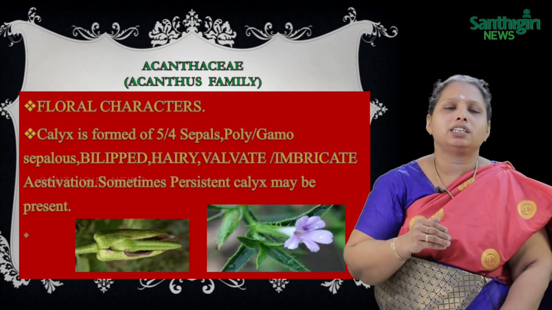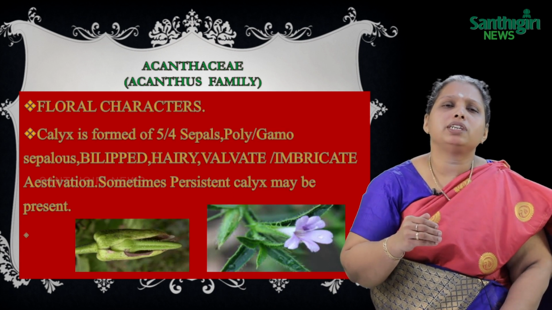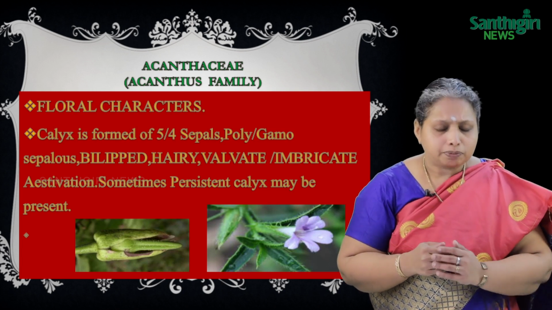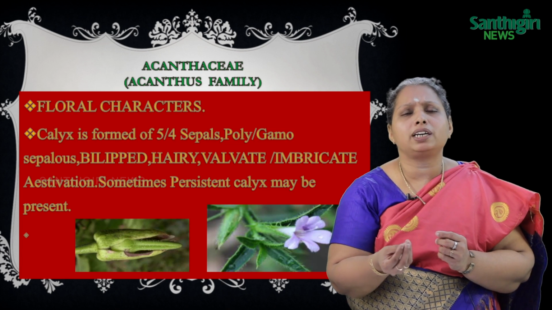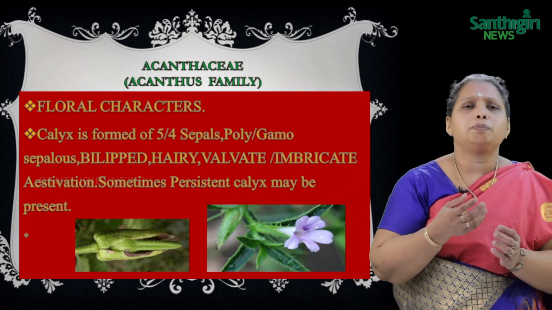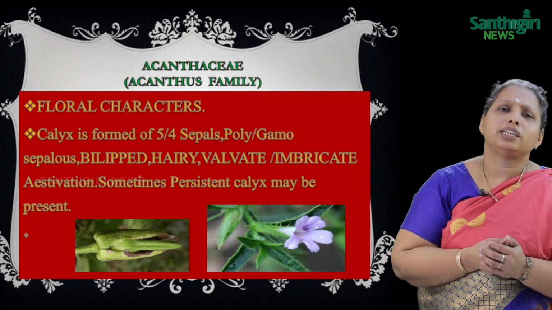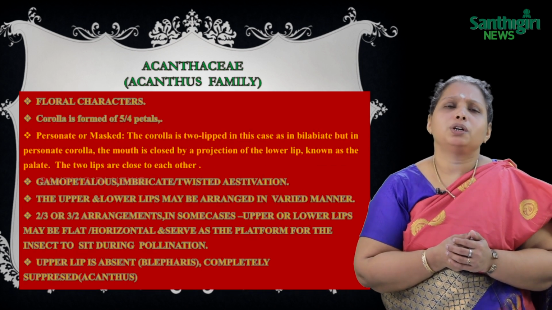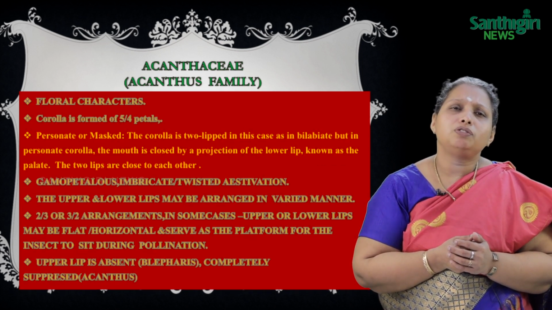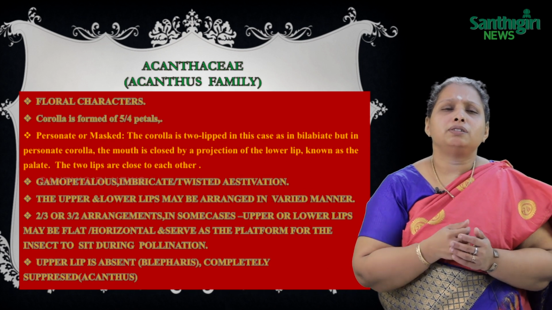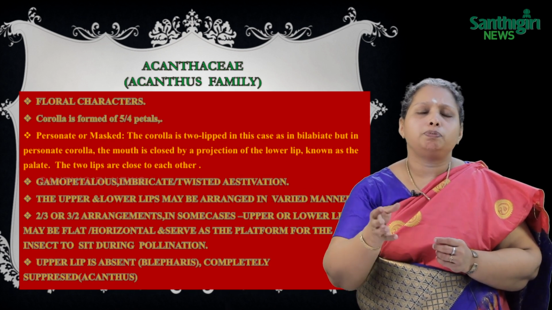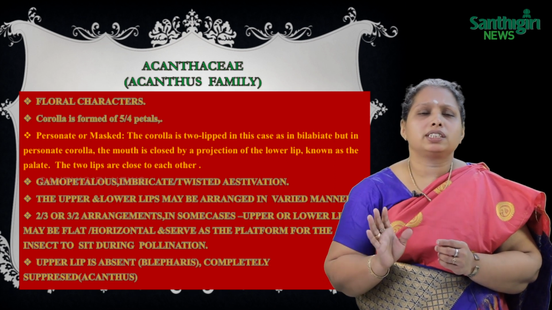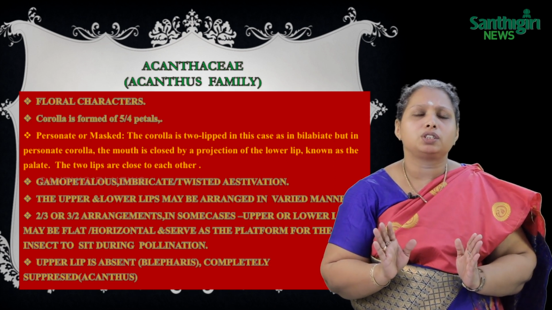That is the condition. Then valvate or imbricate estivation. Then in some plants persistent calyx may be present. That is all about the calyx. Then pass on to corolla. A very important feature found in corolla condition is that there are 4 or 5 petals, gamopetalous. That is the constant characteristic feature.